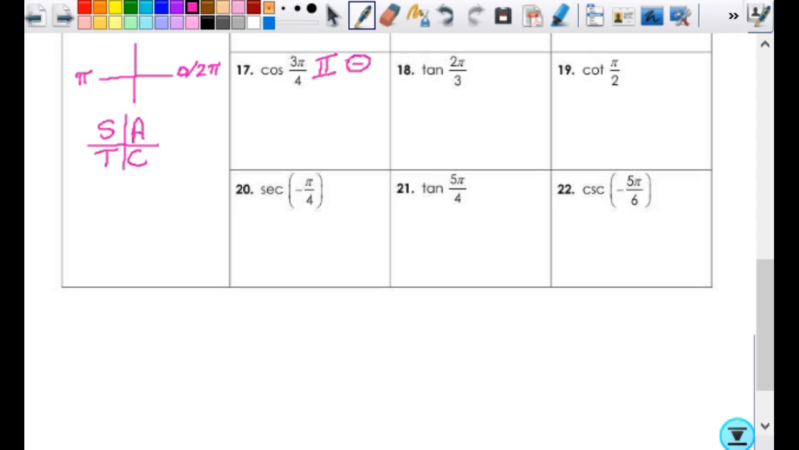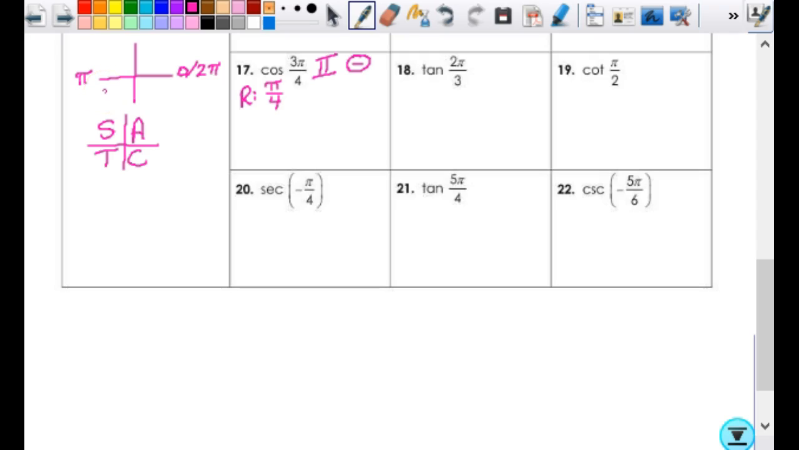Then I need the reference angle. What is the reference angle for 3 pi fourths? Don't make it harder than it is. Pi fourths, that's it. Because think of it this way: I'm here, I go around to here, this is 4 pi fourths, I have to back up one, so I'm at 3 pi fourths. That means I'm pi fourths away, just one of them away.